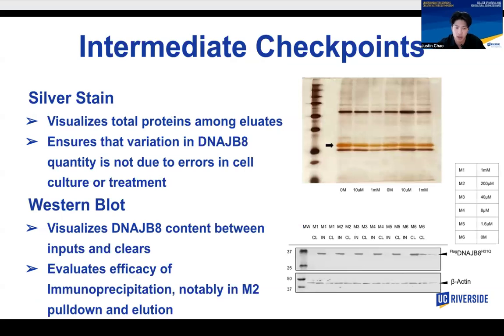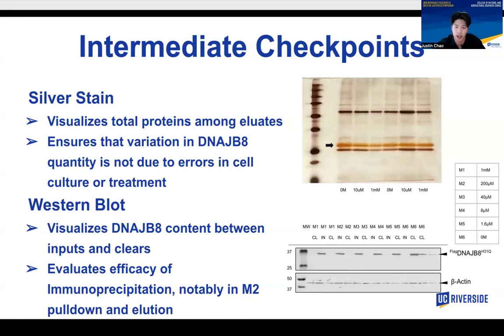First, we generate gels using SDS-PAGE gel electrophoresis and analyze these gels in 2 different ways. We analyze eluates using the silver stain. This visualizes the total proteins among eluates. If we can ensure that total proteins among all our samples are constant, then we can conclude that variance among the DNAJB8 content later in our experiment is truly due to the results of the cellular treatment and not due to variation in total amount of proteins stemming from errors in cell culture or treatment.